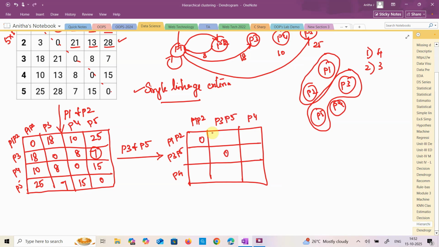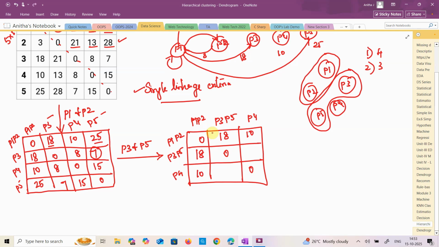The diagonal is initially filled with 0. Now go with P3 and P5. We are merging P3 and P5, and that will be entered for P1, P2. In this particular row, we are merging the columns P3 and P5, so any one value can be taken. The minimum value is 18. Then for P1, P2 and the next value P4, it is similar. So you put that: here also 18 and 10.